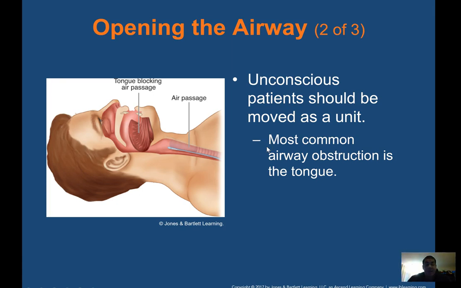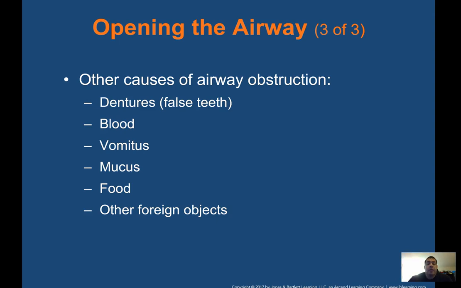So the tongue falls backwards and blocks the airway. Other causes of airway obstruction: dentures, false teeth, blood, vomitus, mucus, food, other foreign objects.